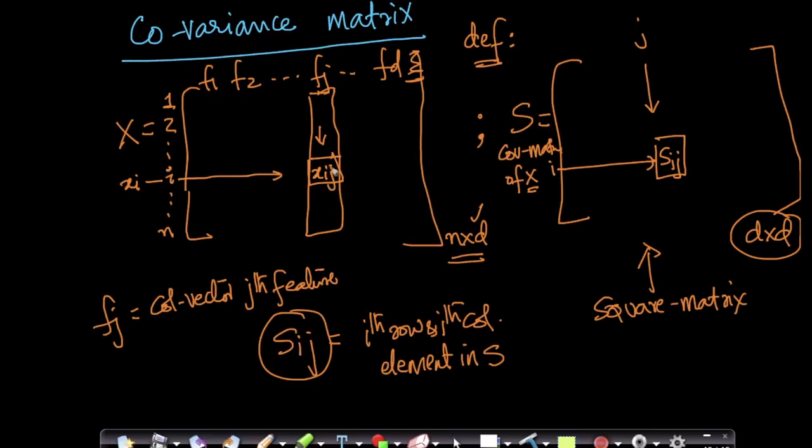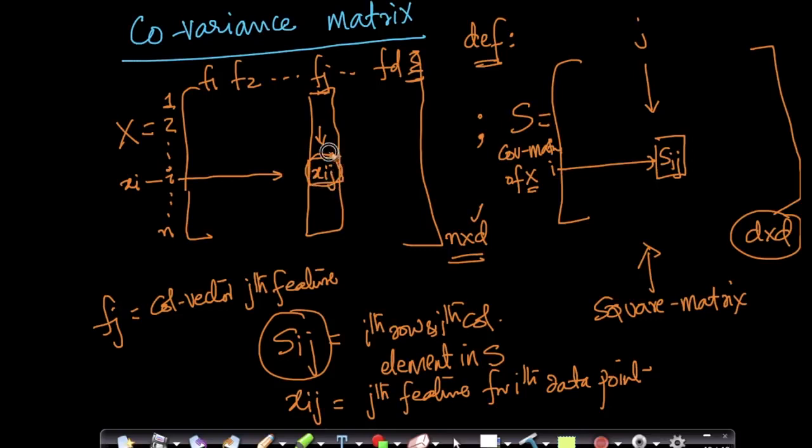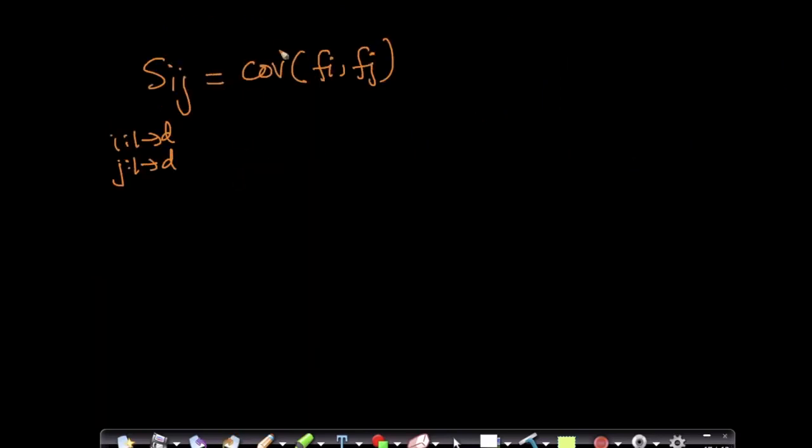Now let me read Xij for you. Xij is the jth feature for the ith data point. It's simple notation, which I'm introducing so that writing the math becomes easy. So Xij basically means for the ith point, I'm looking at the jth feature. And whenever I say Fj, it is the column vector corresponding to the jth feature. Since these are column vectors, it's like your simple covariance. We saw the formula for covariance when we learned about correlation coefficients.